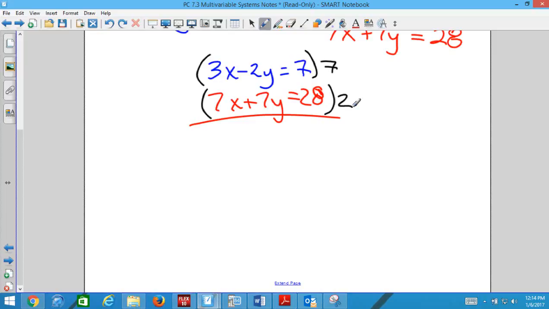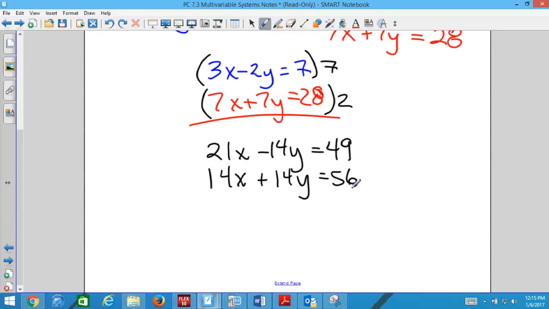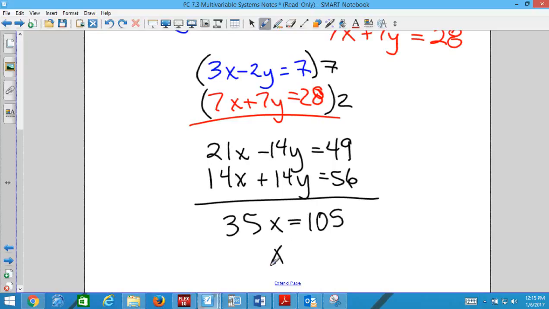All right, what am I going to get? I'm going to have 21x minus 14y plus 49, 14x plus 14y. If I add them up I get 35x is 105, divided by 35, and that is what, 3? So we know one of the numbers, we know x is 3.